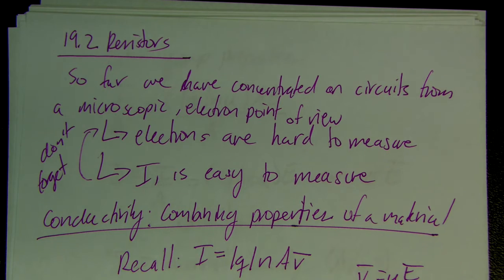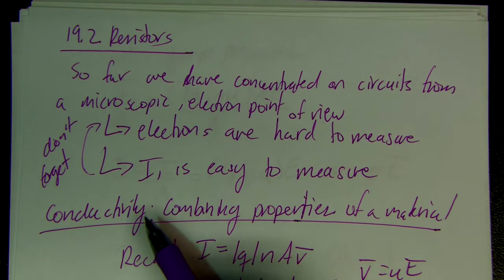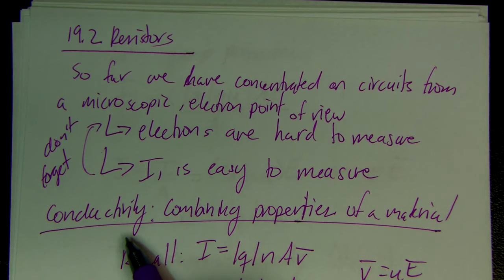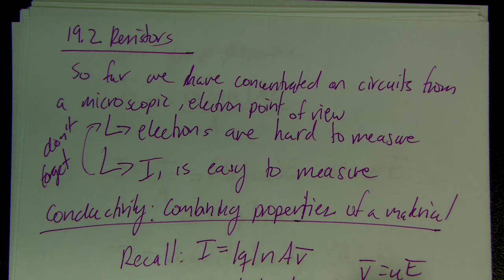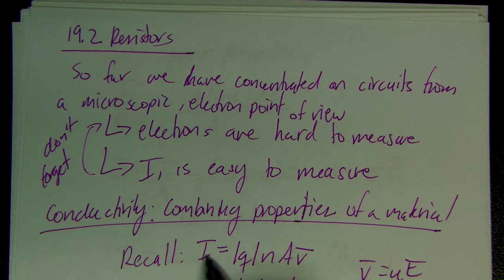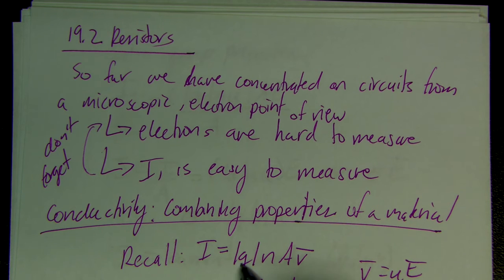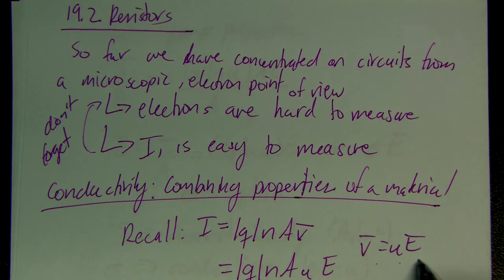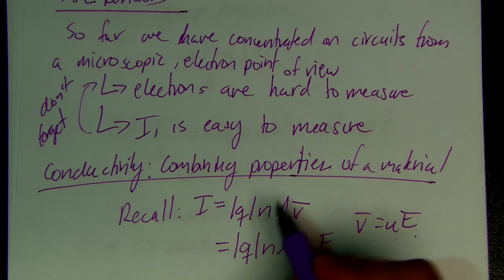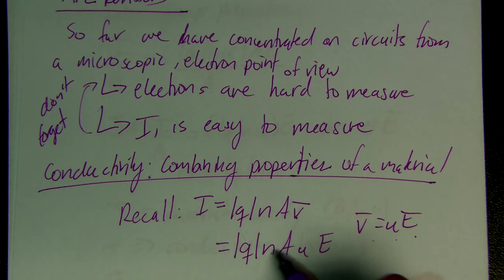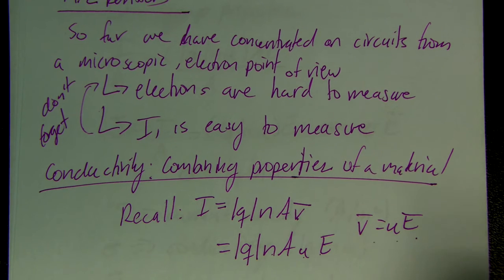So moving on, we could look at conductivity. This is how likely a material is to allow current to run through it. And we're going to look at this from a material perspective. So we know conventional current I is equal to Q N A V bar. And V bar is equal to UE, so we can substitute that in and say conventional current is equal to Q N A U E.